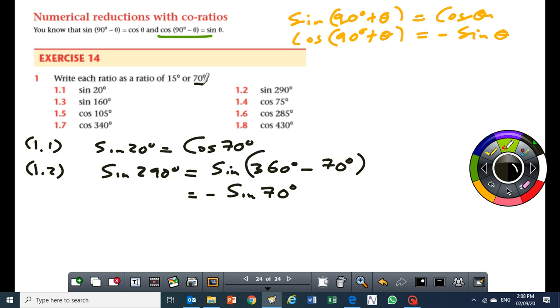You can use this one here. If you want to convert sine 70 to cos, where there is theta you put 70, and there you put 70. So cos of 90 minus 70 gives you cos 20. So sine 70 is the same as cos 20. But because there is a minus here, you end up having minus cos 20. If you want to convert sine to cos, you use this one. If you want to convert cos to sine, you use that one.